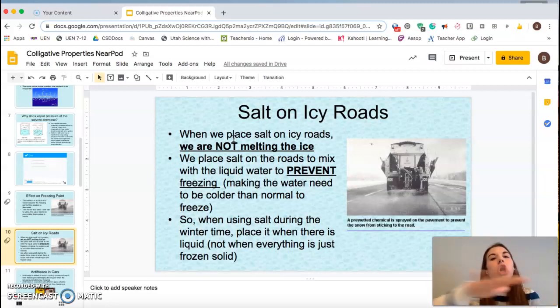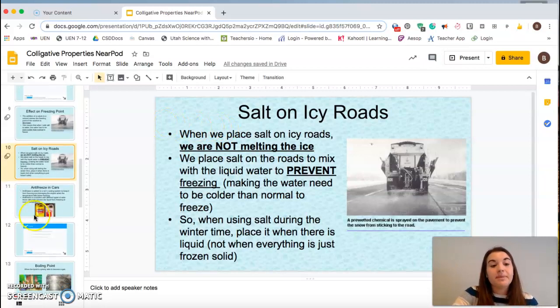You want to put salt down when there's liquid, when it's wet, so that the liquid water will absorb the salt, and then that prevents it from freezing at a normal temperature. If you have an ice patch on your yard and you put salt on that, it's really not going to do much. The salt does not melt ice. It just prevents water from freezing at 0 degrees. It makes it have to be even colder to freeze.